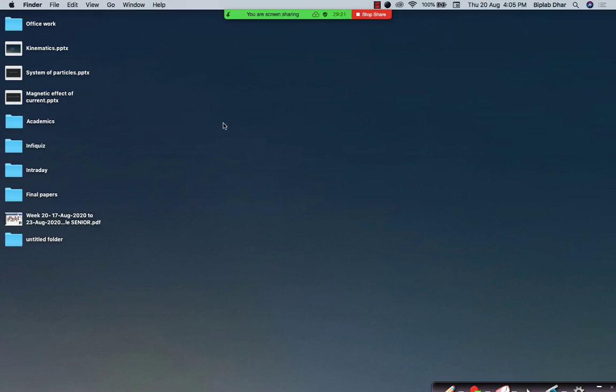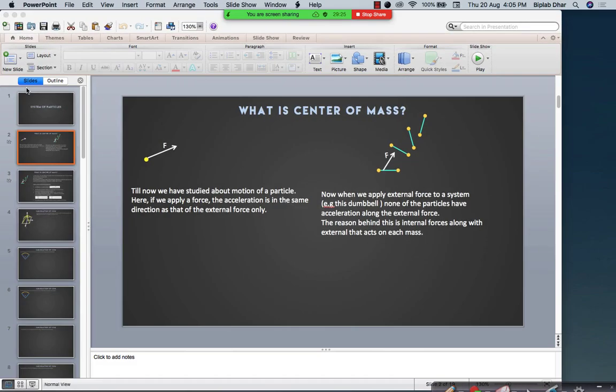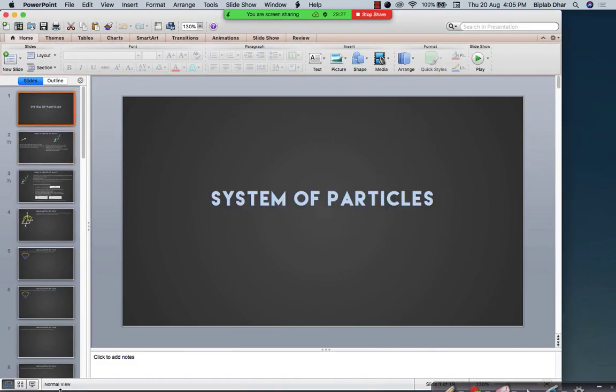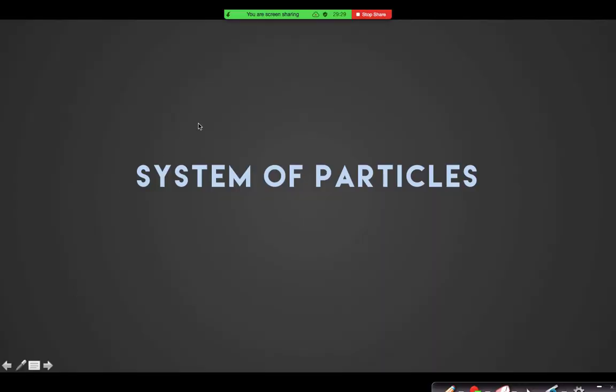Chalo. So we will start our class for system of particles. This is the first class of system of particles. Let's start this chapter. A very interesting chapter indeed, because till now we have studied only the physics of small particles or the point size particles, where we could neglect the dimension of the particles compared to the surroundings, right?